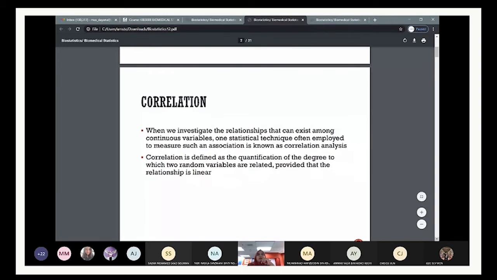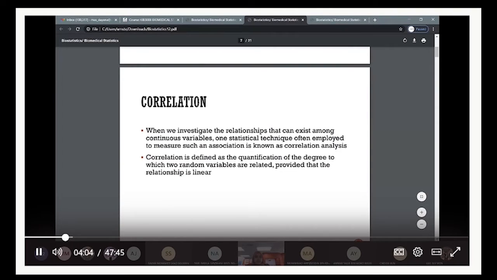So for example, we want to see if our food intake is correlated with the calorie intake. Of course, it's correlated, right? But we wanted to know the strength of the correlation. So that's why we have one of the statistical techniques where we can analyze the R, or the strength of the correlation.